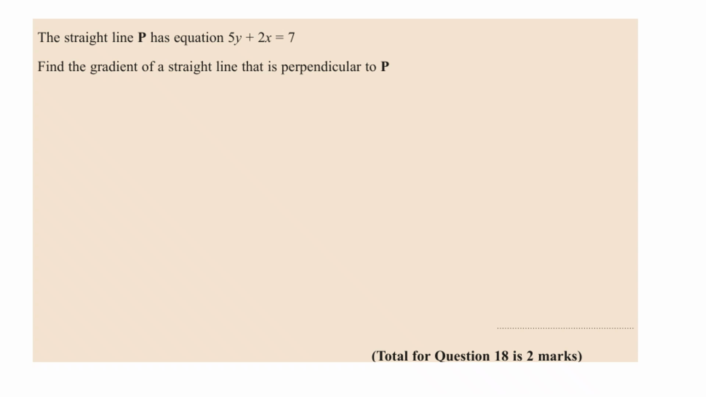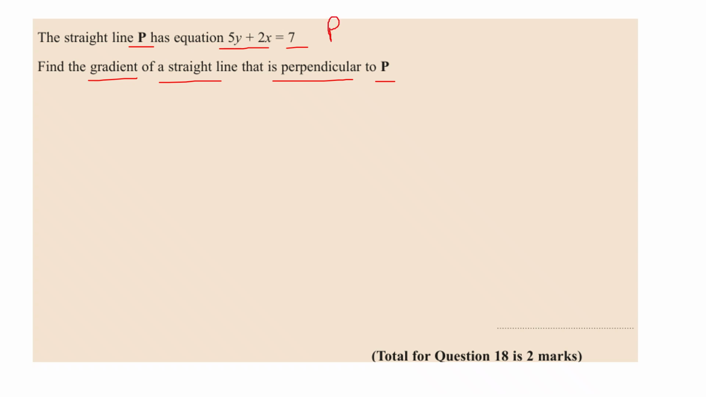In this question, we are told the straight line P has equation 5y plus 2x equals 7. Find the gradient of a straight line that is perpendicular to P. So some key words here: looking for the perpendicular gradient to line P.